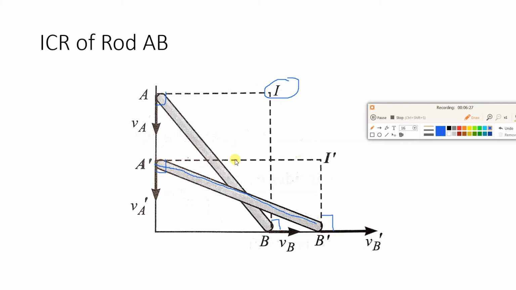Wherever these perpendiculars, extended, intersect, there you will get another I. Consider that it is I dash, the instantaneous center of rotation. So in this way, at different positions we have different ICR.